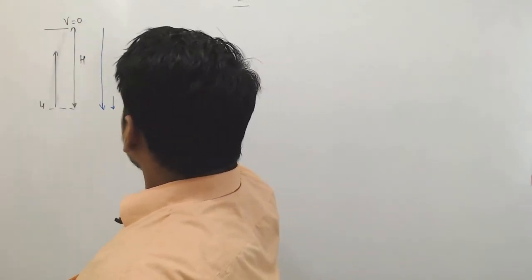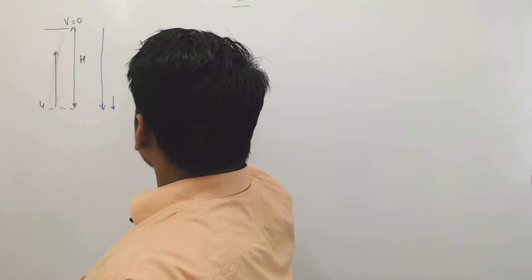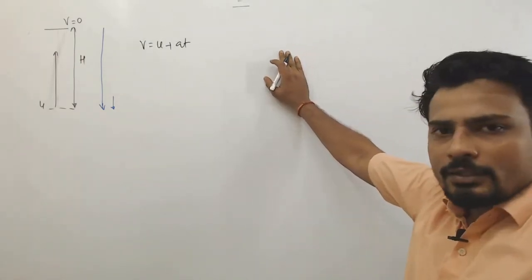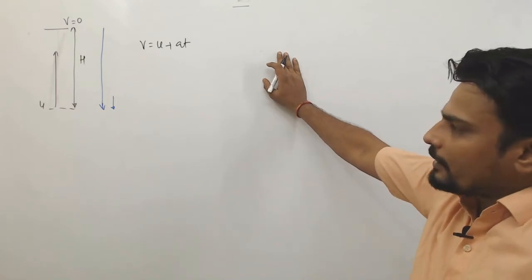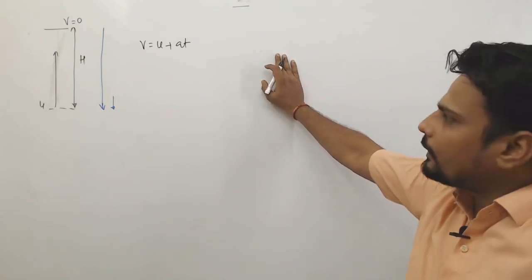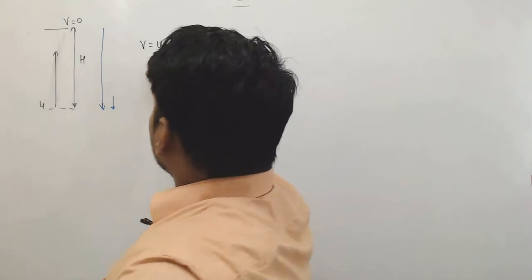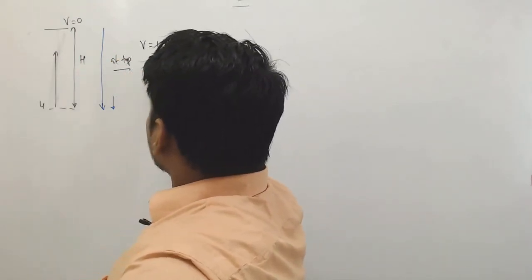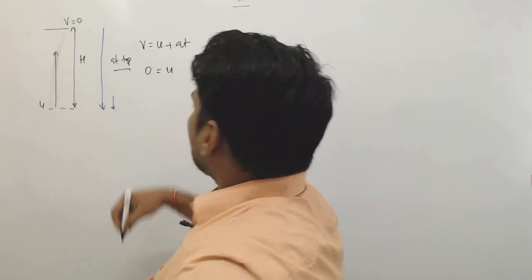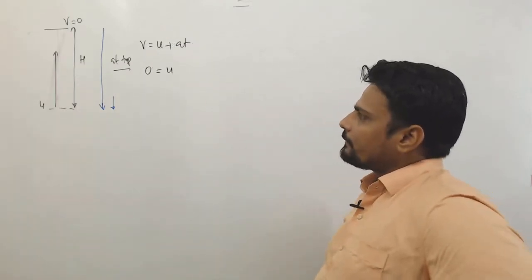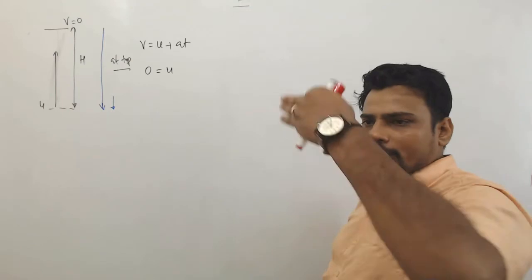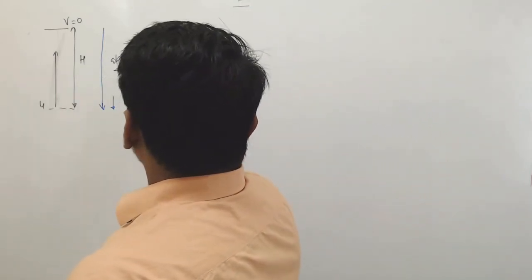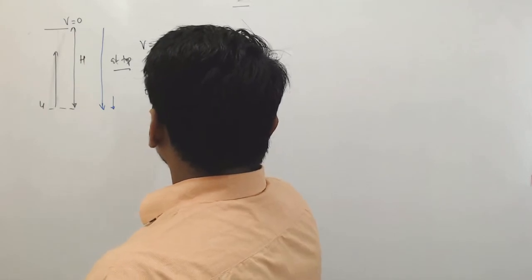Now we know that v equals u plus at for motion in one dimension with constant acceleration, and over here the acceleration is due to gravity acting downward all the time. At the top, velocity is 0. So 0 equals u, which is upward so positive, plus a, which is g acting downward so negative, times t. So the value of t should be simple, u upon g.